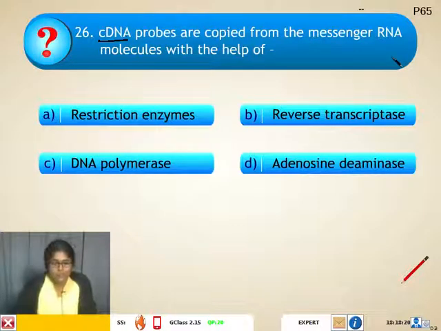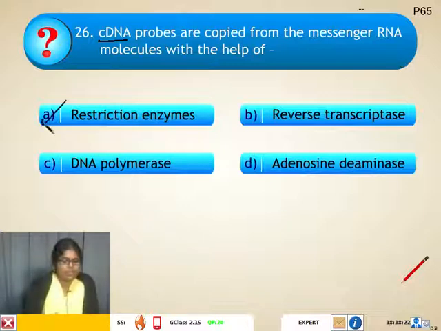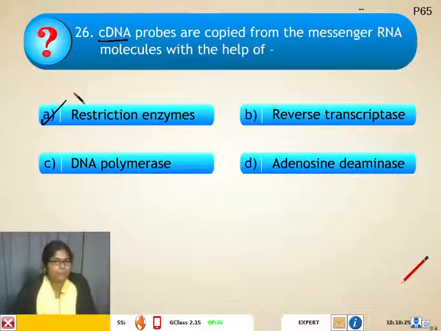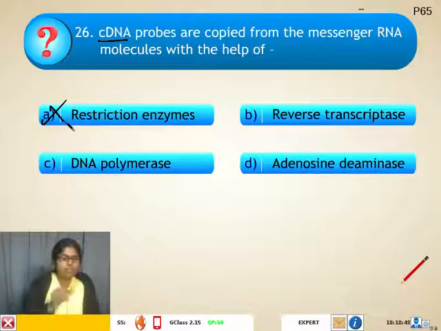So we'll go through the options now. First option, restriction enzyme. So what's the function of restriction enzyme, students? Yes, you remember we use this enzyme to cut the DNA. So the function of restriction enzyme is to cut the DNA into fragments. So is this the enzyme we need now? No. So this is the wrong option. So we'll cancel it out.